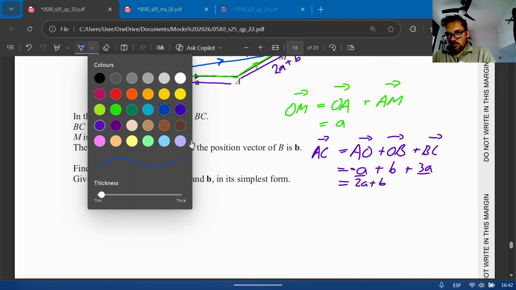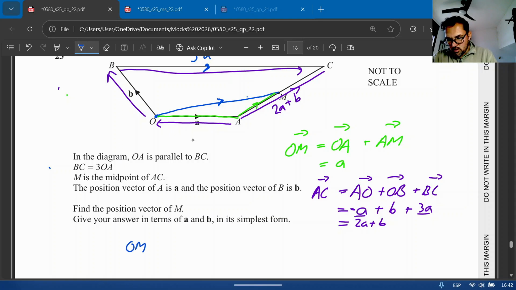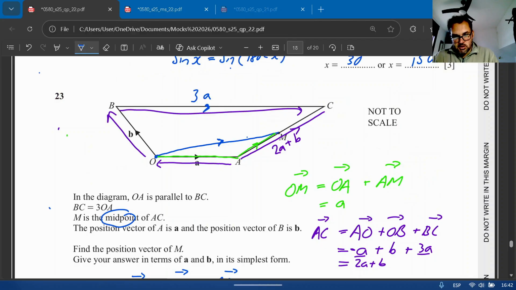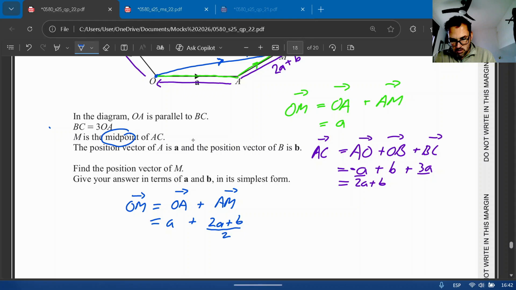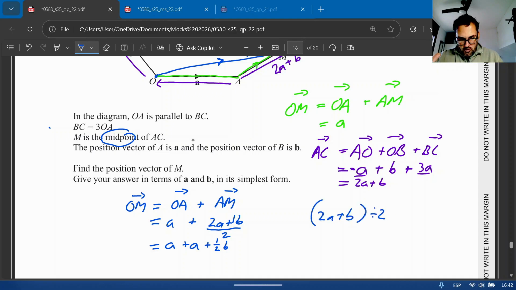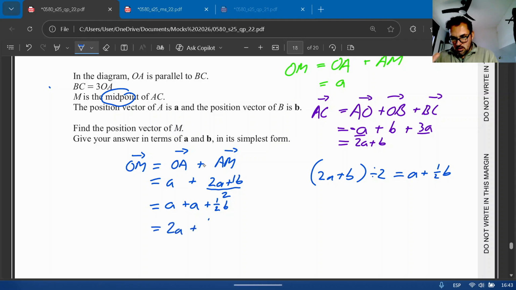All right, I now have all the information I need. So, to find OM, we're going to do OA, which we say is A, and we're going to add AM. Now we know AC is 2A plus B. They told us M is the midpoint, so this would just be half of that. So we just need to divide this by 2. There are different ways to write this, but we have to halve the 2A. 2 divided by 2 is just A, and then half B. Not 1 over B, half B. You got that? We've taken 2A plus B, we halve it. Half of 2A is A, half of B is half of B. Easy as that. So A plus A is 2A plus half B.